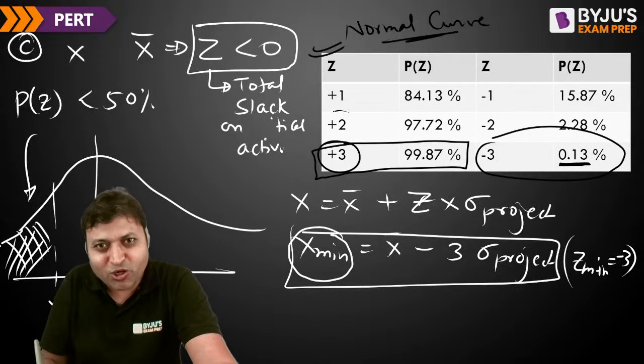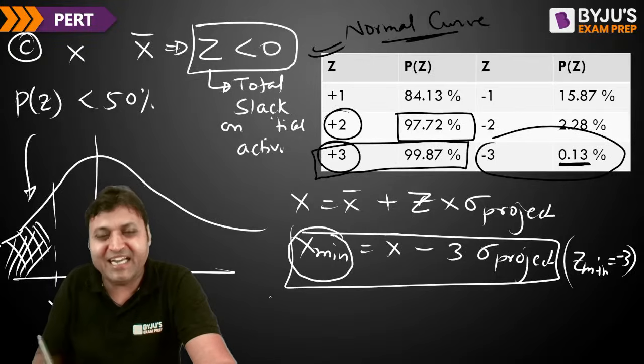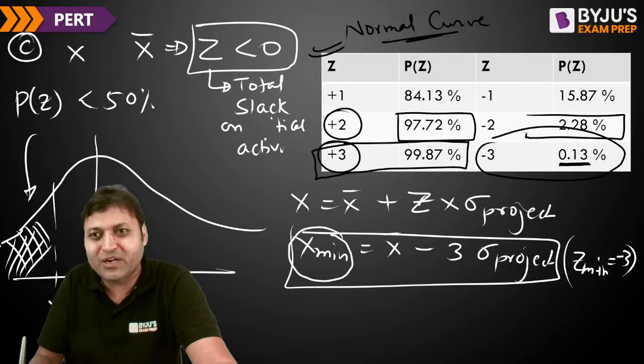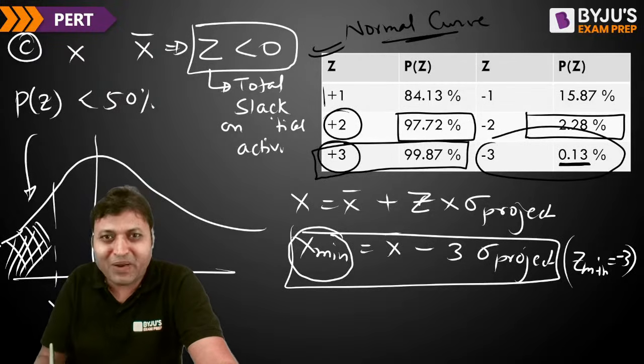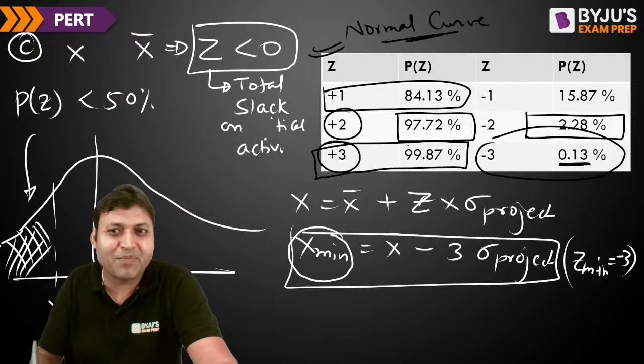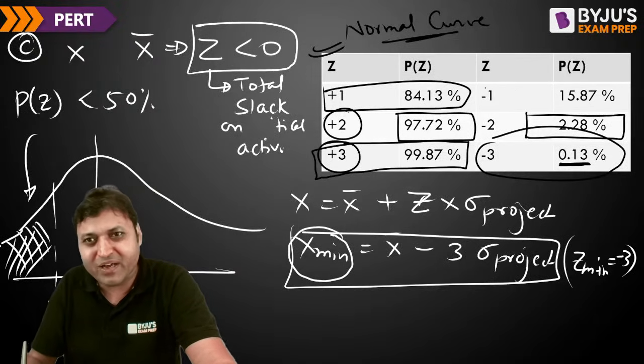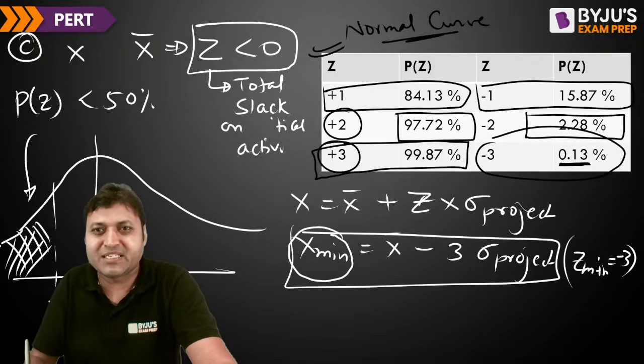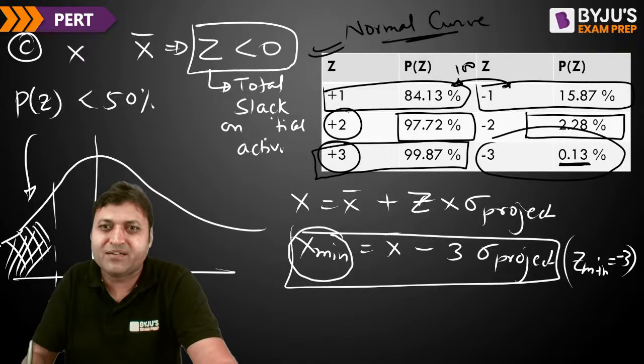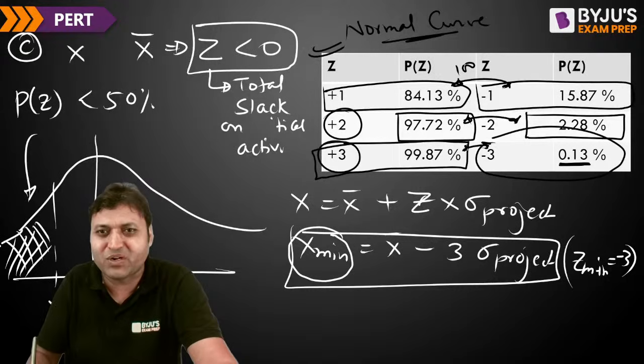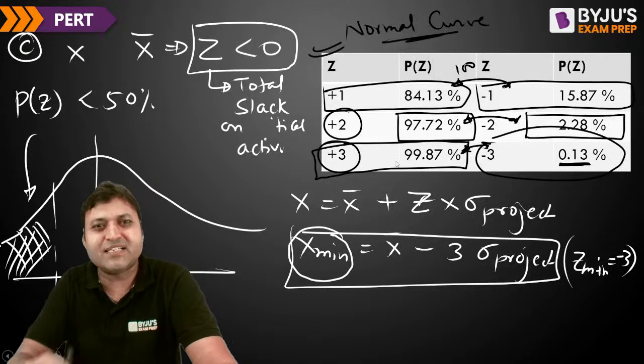If we want Z to be plus 2, the chances are 97.72%, and for minus 2, it is 2.28%. For plus 1, it is 84.13% probability, and for minus 1, it is 15.87%. 84.13 plus 15.87 is 100. The addition of these two will be 100. Similarly, the addition of these will be 100. So that is how we can find out.